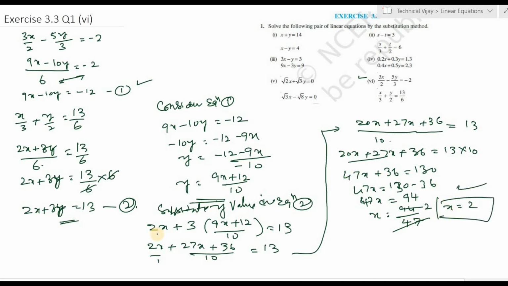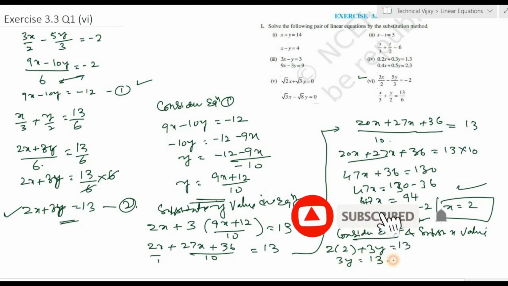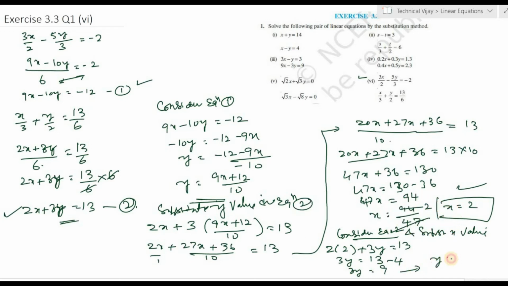So this x value we will substitute in any of the equations. So we will consider this equation only. So consider equation 2 and substitute the x value. So here 2 into 2 plus 3y is equal to 13. So 3y is equal to 13 minus 4. So 3y is equal to 9. So y is equal to 9 by 3, which is equal to 3. So y is equal to 3. So here x is equal to 2, y is equal to 3. These are the values.